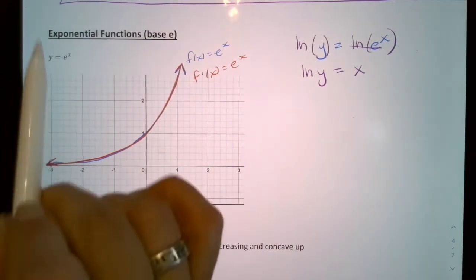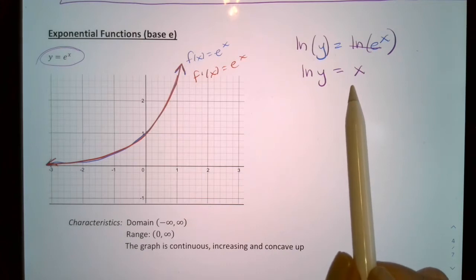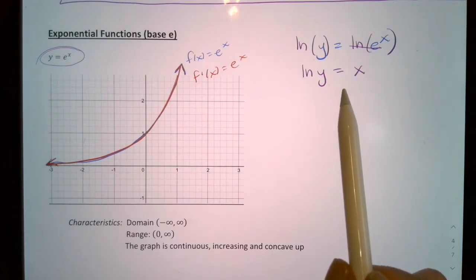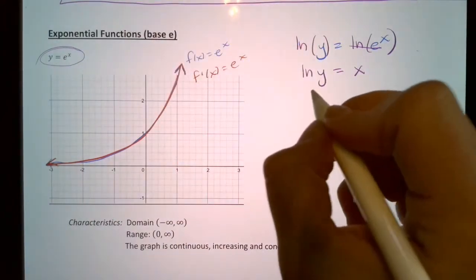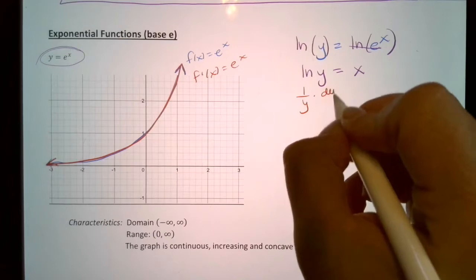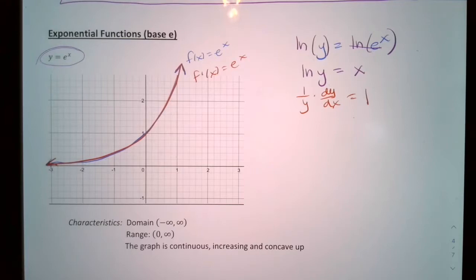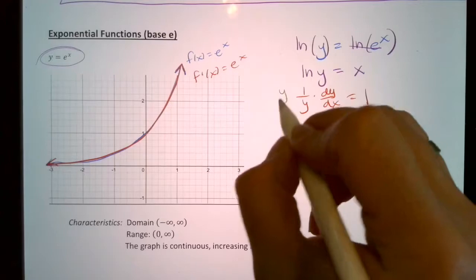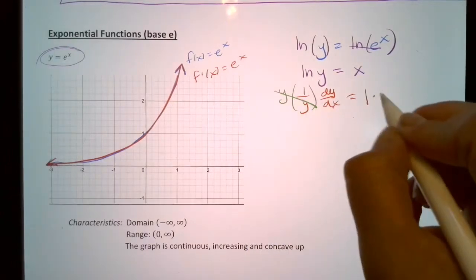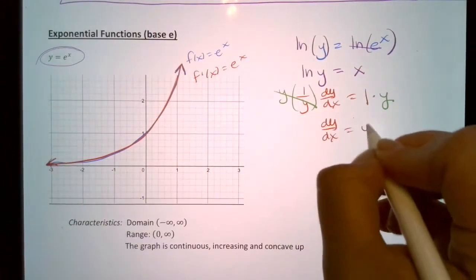I took an explicitly defined equation, right? That's clearly y equals e to the x. And I rewrote it as an implicitly defined function. Well, that means I can use implicit differentiation, people. So I'm going to do it. The derivative of the natural log of y is 1 over y dy dx. The derivative of x is 1. And if I want to get dy dx alone, which I certainly do, I'm going to multiply both sides of the equation by y. That's going to cancel out the y. So what I've just discovered is that dy dx equals y.